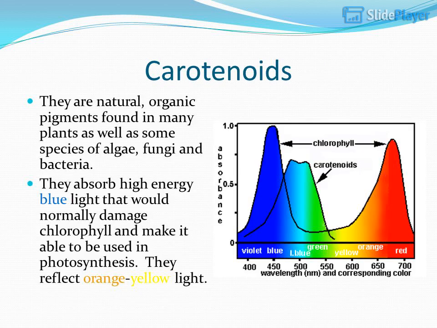Carotenoids are natural, organic pigments found in many plants as well as some species of algae, fungi and bacteria. They absorb high-energy blue light that would normally damage chlorophyll and make it able to be used in photosynthesis. They reflect orange-yellow light.